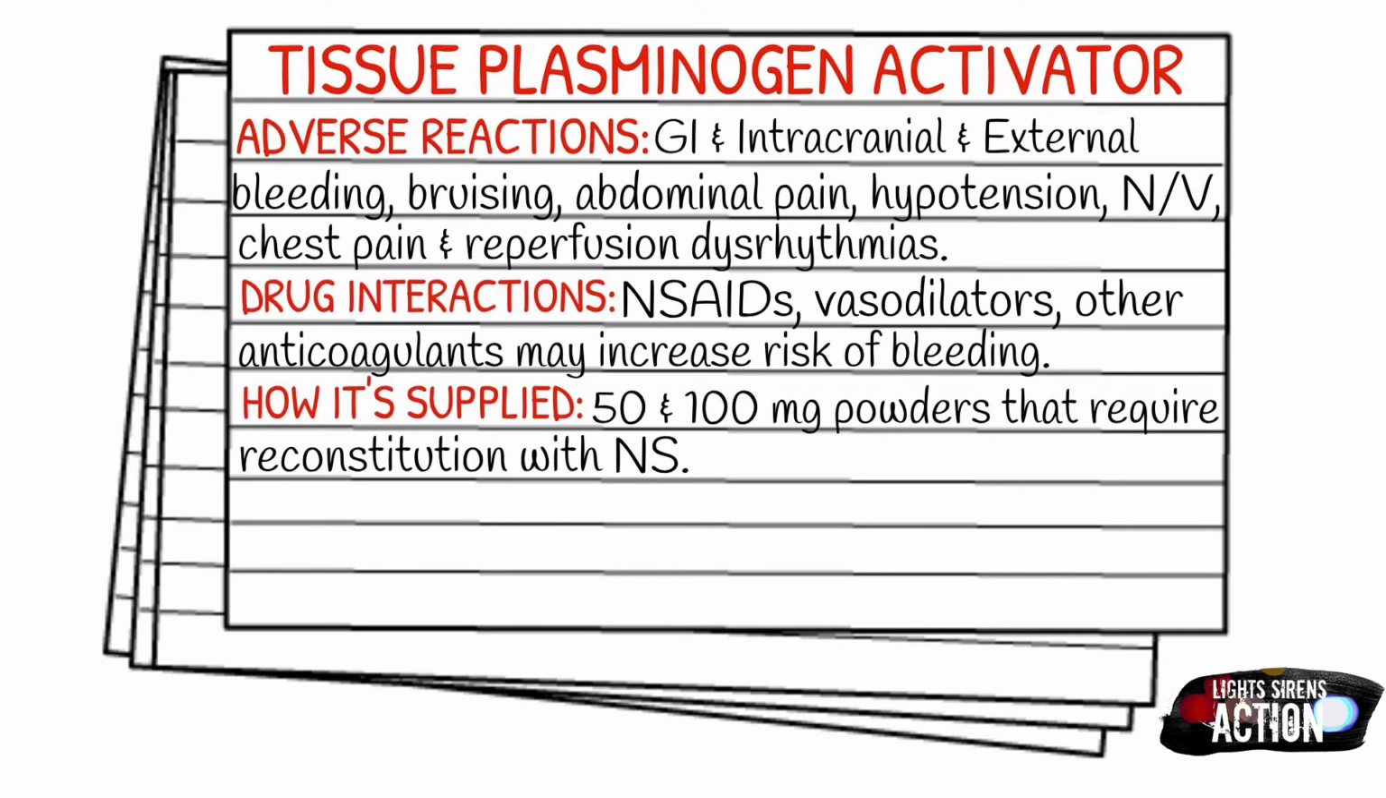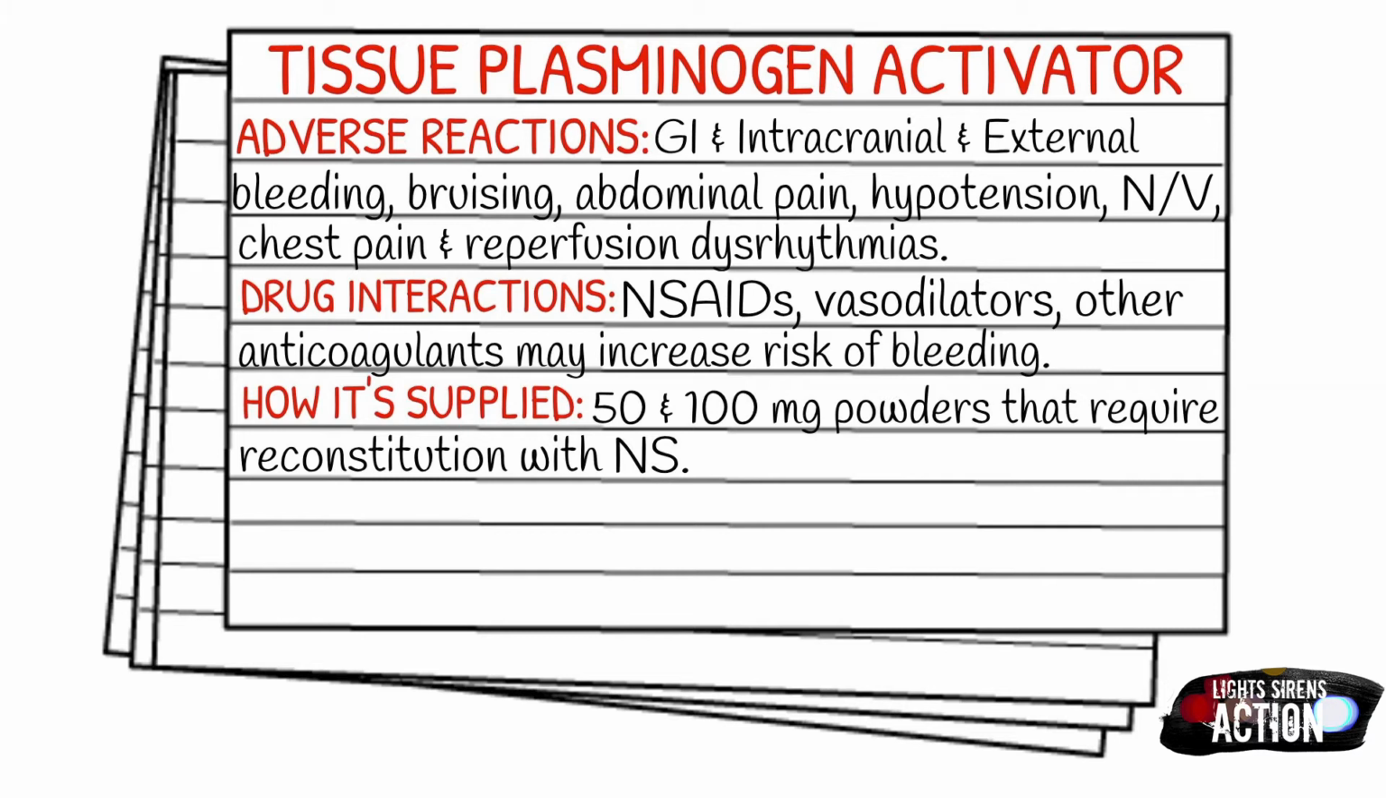Adverse reactions that could occur with TPA are GI, intracranial, and external bleeding, also bruising, abdominal pain, hypotension, nausea and vomiting, chest pain, and also reperfusion dysrhythmias. So one of the things that you have to be very, very careful with these patients that are receiving TPA is to not bump them or injure them in any way when you're loading them up into the ambulance or into the helicopter or plane.